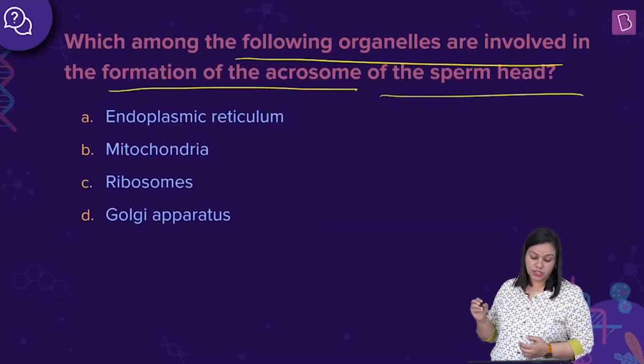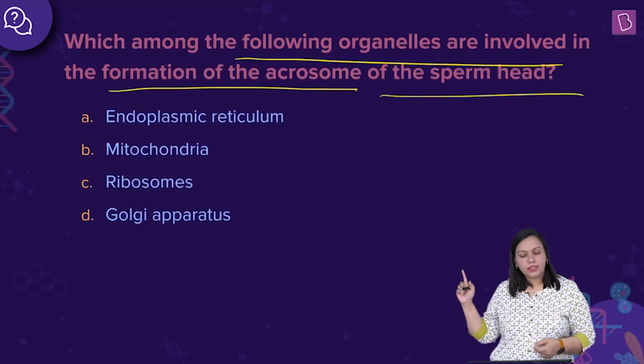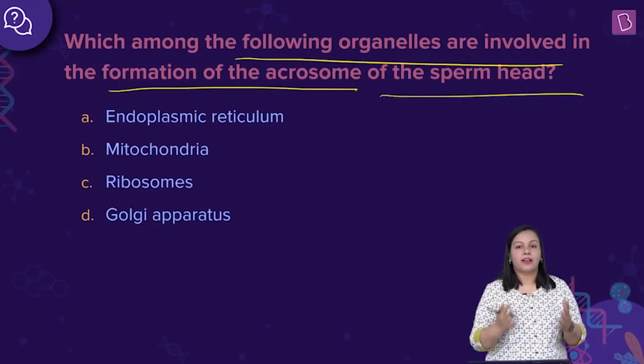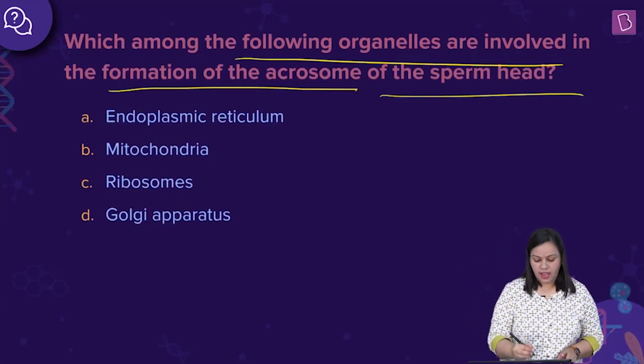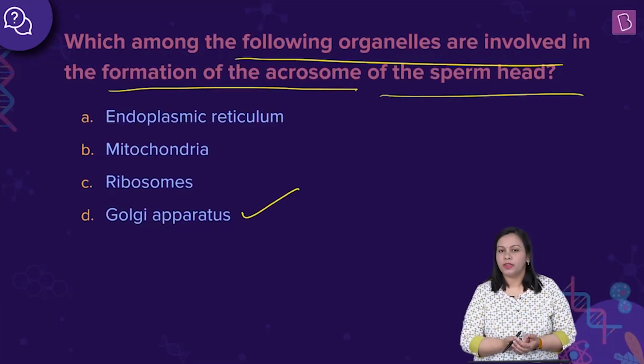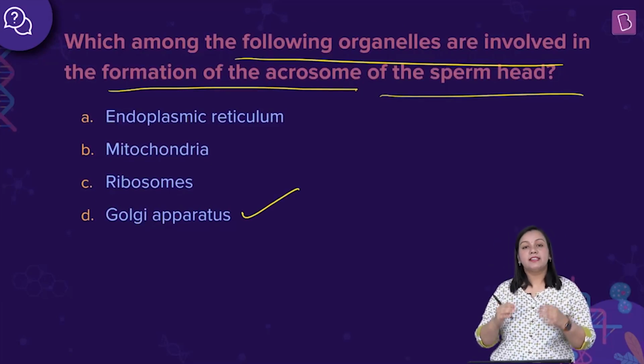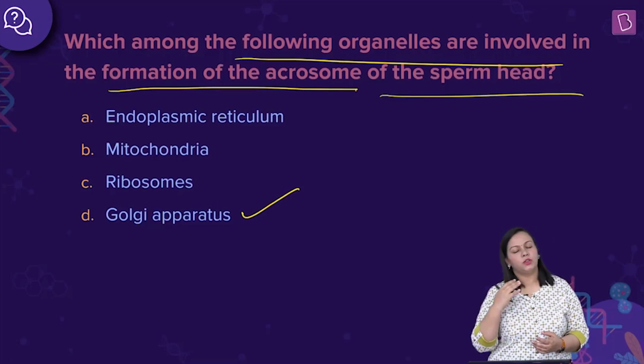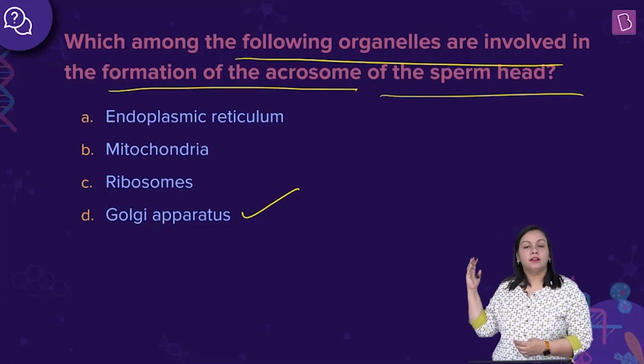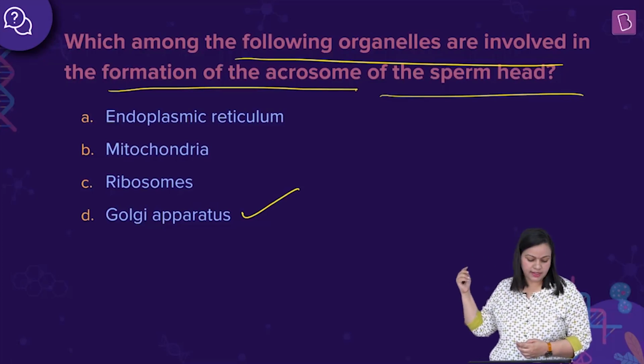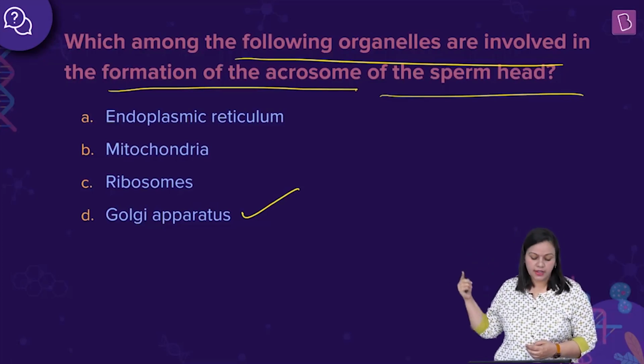So let us look at the question again. Which among the following organelles are involved in formation of acrosome of the sperm head? The answer here is very clearly going to be Golgi apparatus. Let us still have a look and quickly try to recall why the other listed options here are incorrect. That is endoplasmic reticulum, mitochondria and ribosomes.